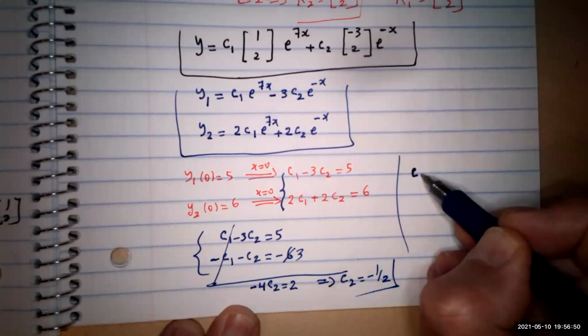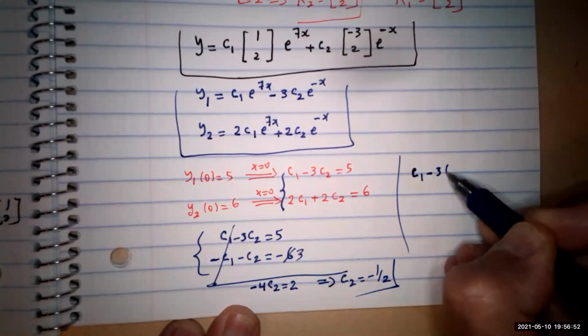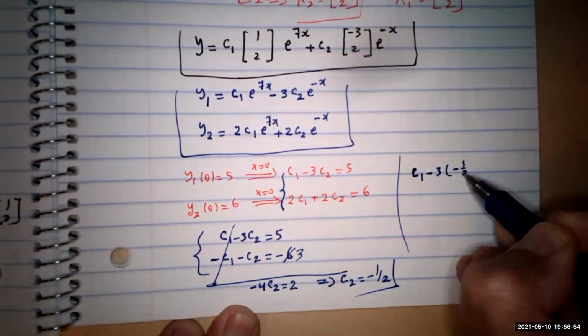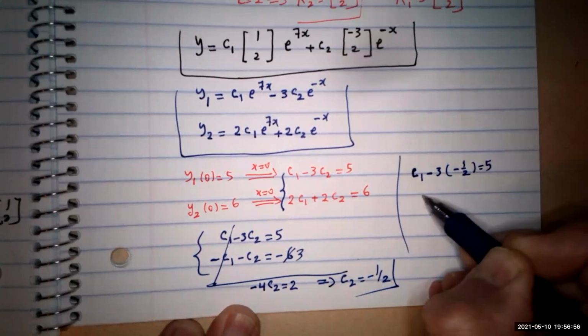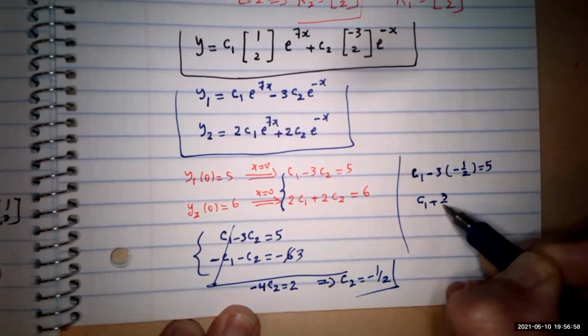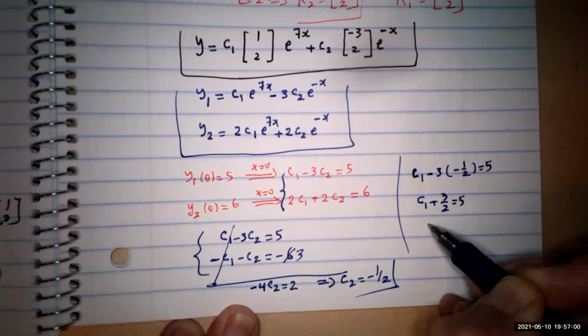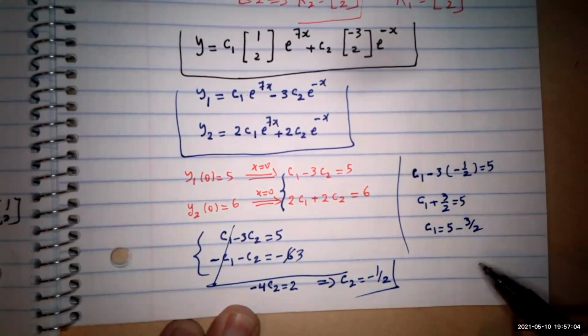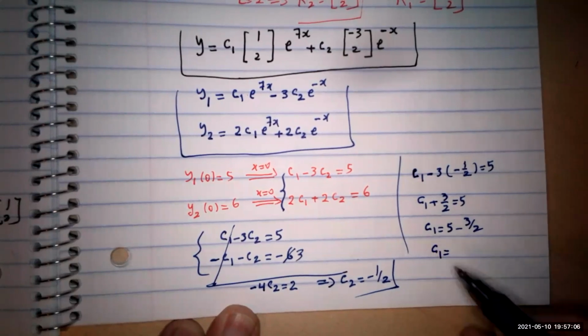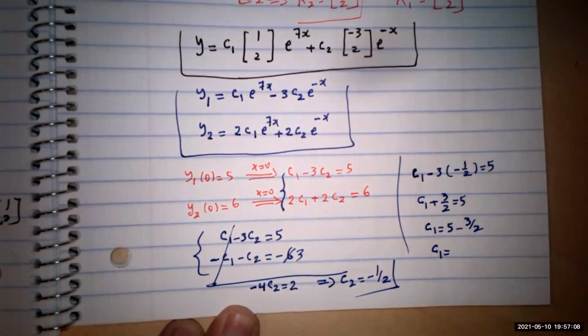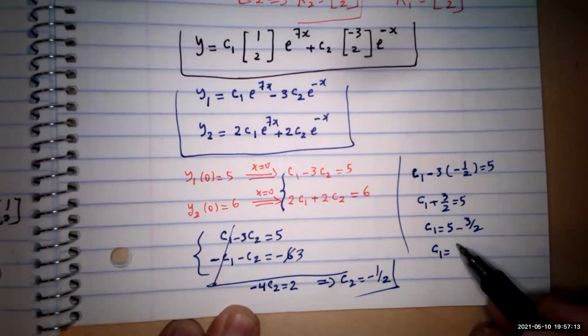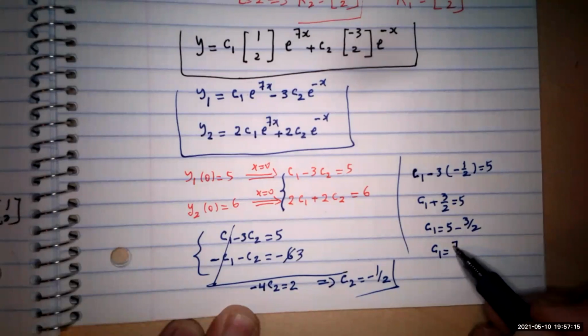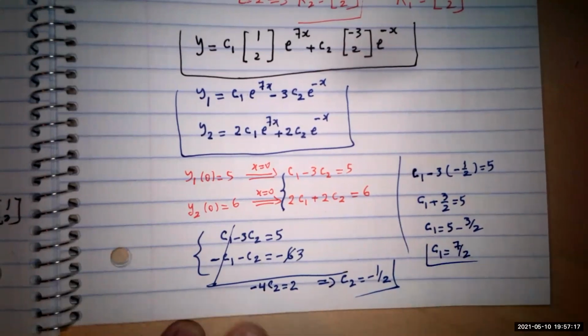We have c1 minus 3 times -1/2 equal to 5, so c1 plus 3/2 equal to 5. So c1 is 5 minus 3/2, which is 7/2, or 3.5. So let's double check it.